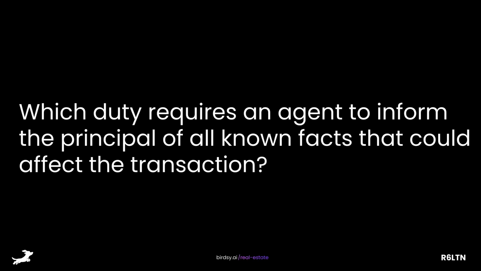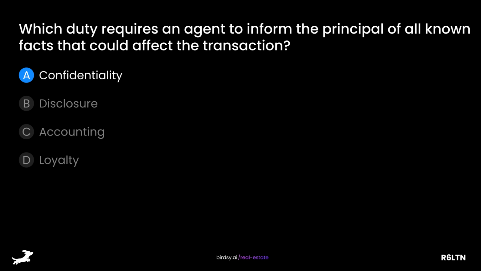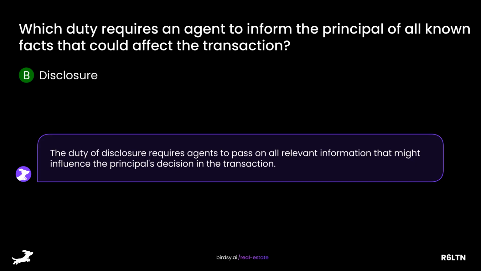Which duty requires an agent to inform the principal of all known facts that could affect the transaction? Is it A, confidentiality, B, disclosure, C, accounting, or D, loyalty? The answer is B, disclosure. The duty of disclosure requires agents to pass on all relevant information that might influence the principal's decision in the transaction.